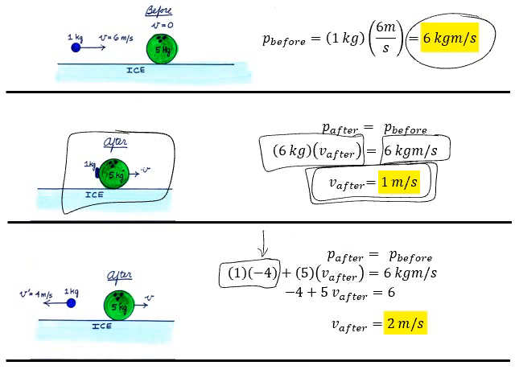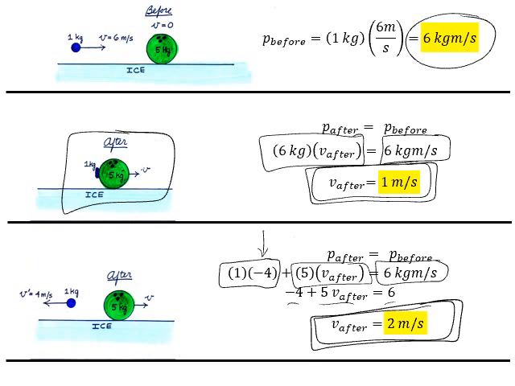We're trying to figure that out. But we do know that if we add the momentum of the bowling ball to the momentum of the putty, we should get an answer of 6. We must get an answer of 6. So simplifying the math a little bit, we have minus 4 plus 5v equals 6. Add 4 onto both sides, that gives us 5v equals 10. Solve for the velocity after, and we get an answer of 2 meters per second.